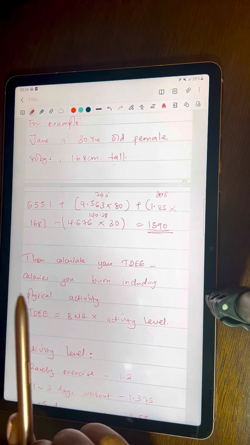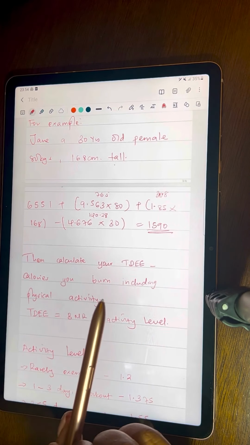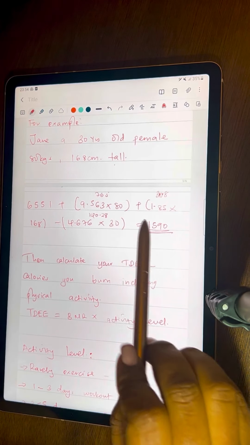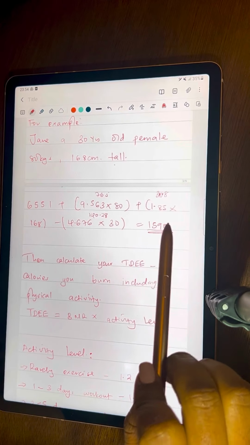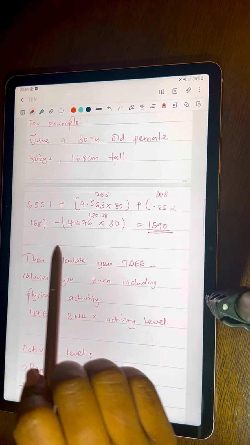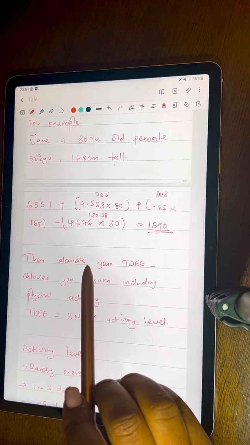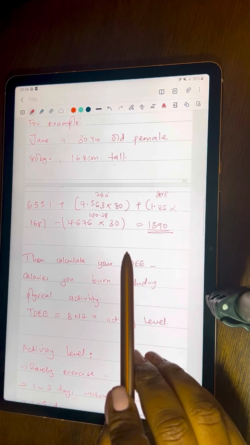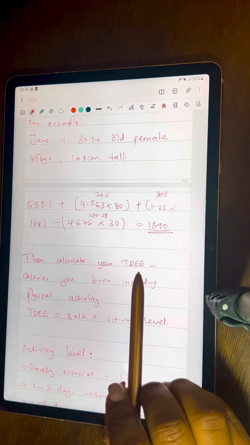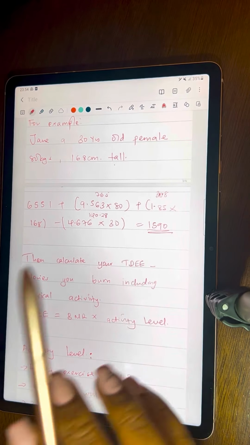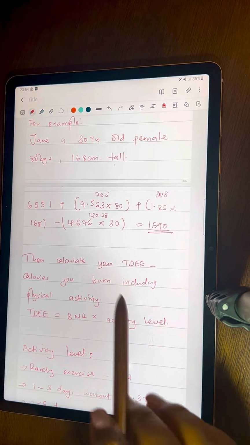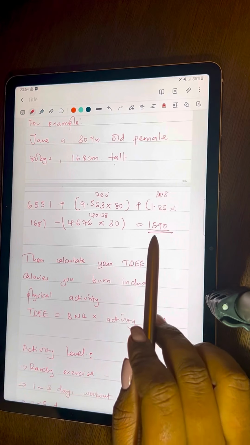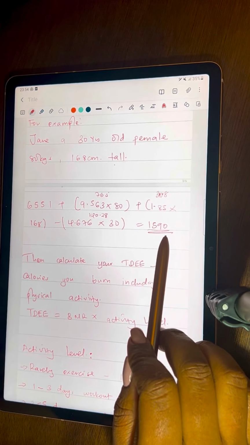655.1 plus, into brackets, 9.563 times 80. That's her weight, then plus 1.85 times height in centimeters, minus, into bracket, 4.676 times age, 30. So when I was calculating, I needed to remind you people that with the calculations, you remember that you first work out whatever is in the brackets and then you do whatever we used to call body mass. So that is going to give me a BMR of 1590.